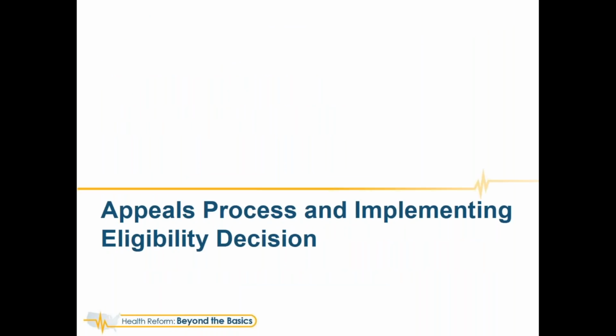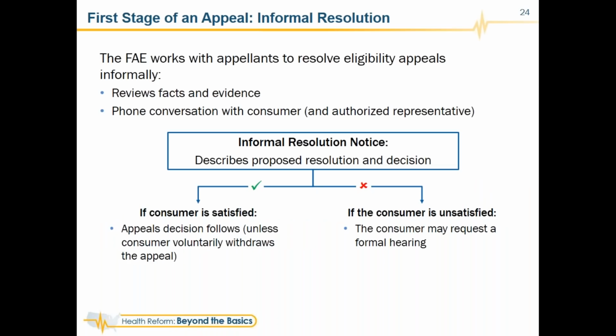So now we're going to go through a little bit about the appeals process and how eligibility and appeals decisions are actually implemented once final decisions are made. The first stage of an appeal is going through informal resolution. This is done over the phone. It's an informal process where someone from the appeals entity is going to call the consumer, review the facts and information, and gather more information from the consumer.